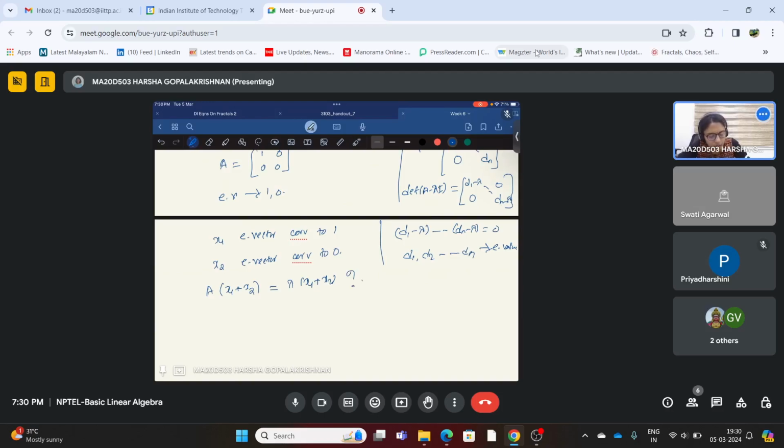Now, what is A(x1 plus x2)? A(x1 plus x2) is Ax1 plus Ax2. And x1 is an eigenvector corresponding to 1. So, what is Ax1?